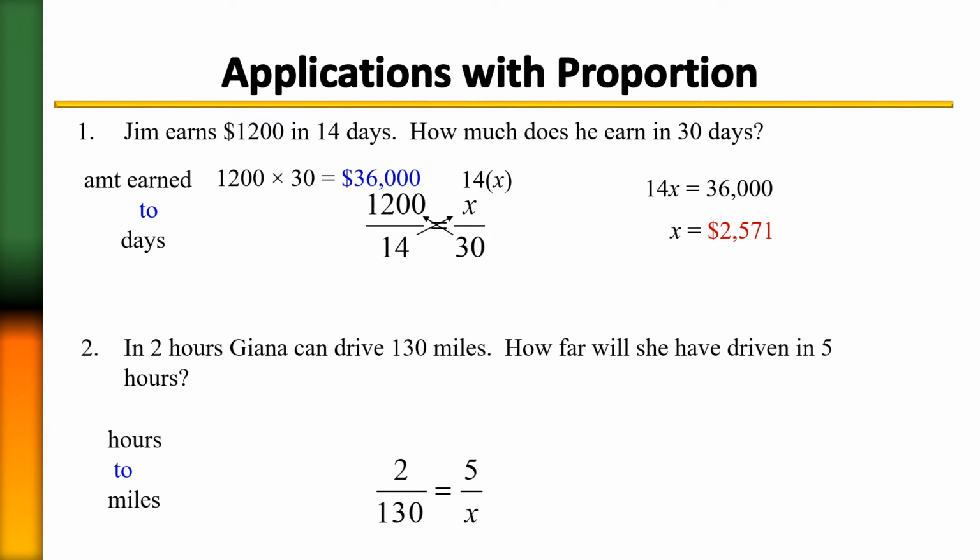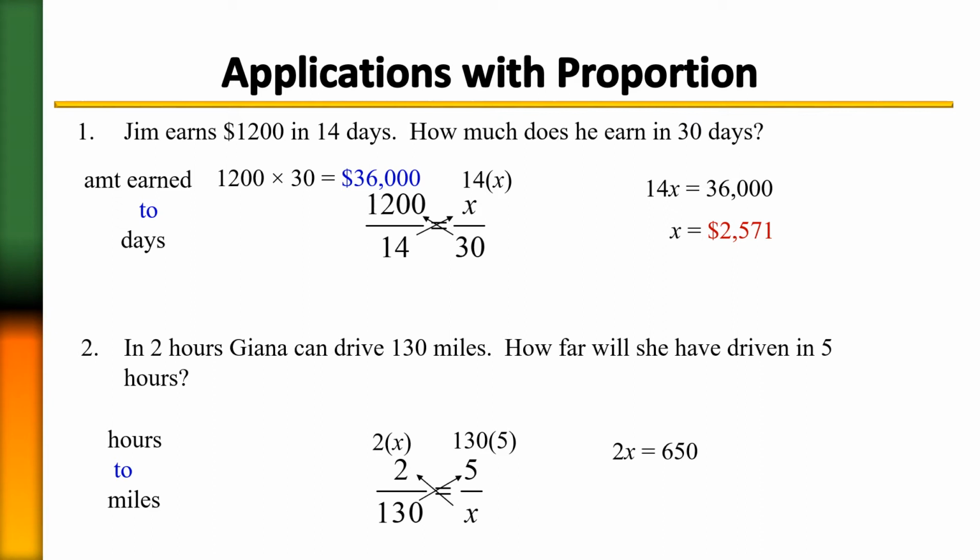I'm going to go ahead and begin with my variable side. X times 2 equals 2x. 130 times 5 equals, what is it? 650. That's correct. Last step to solving this is to do what? Yes, divide both sides by 2.